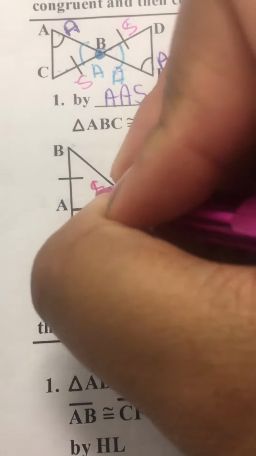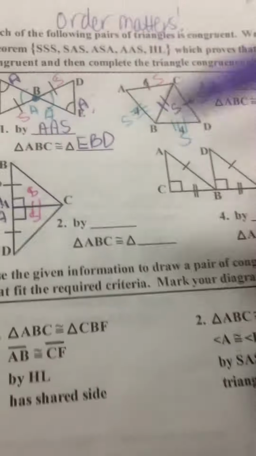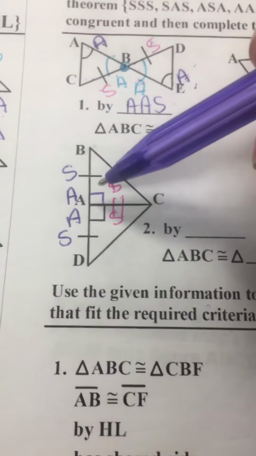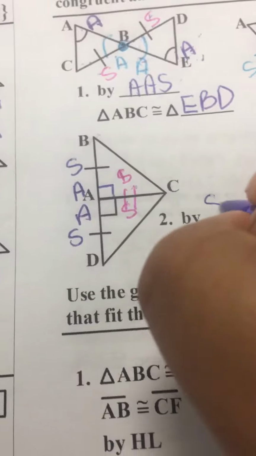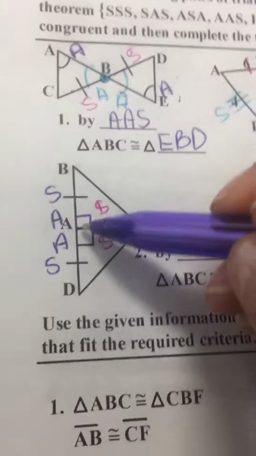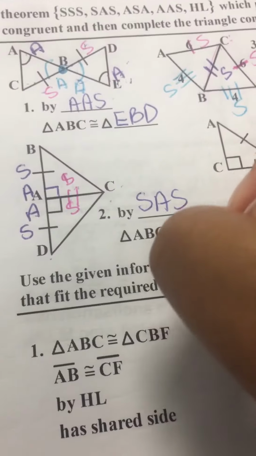All right, next one. Again, if you're shared, we're going to put a tick mark, call it S. Then here I'm going to put a tick mark, call it S. And of course, all we have left is an A. So if we look from left to right, it's SAS. So triangle ABC is congruent to triangle ADC. Order matters.